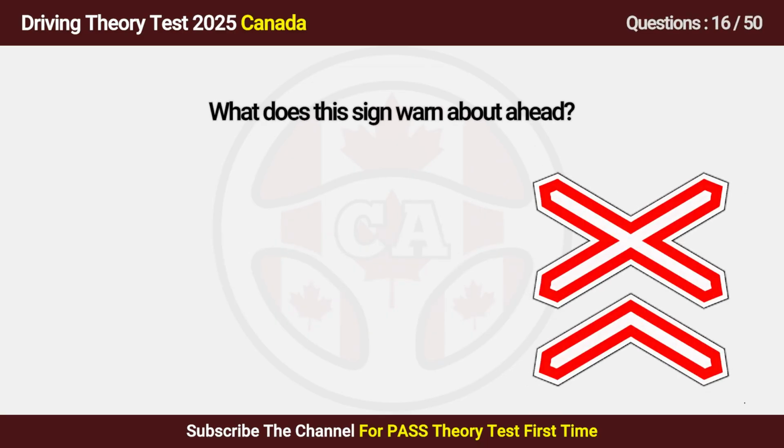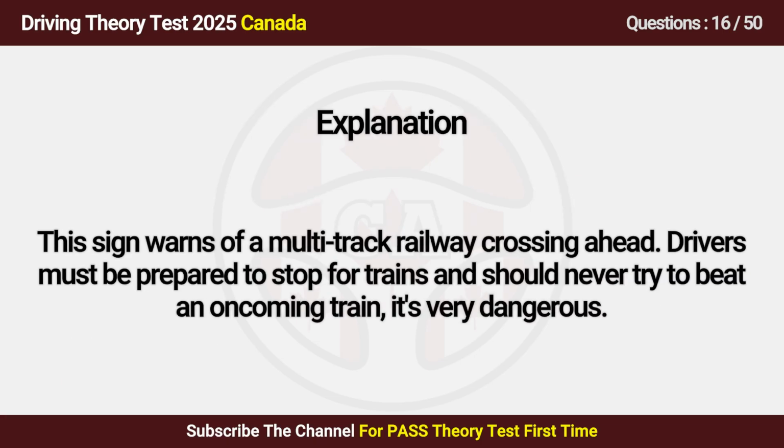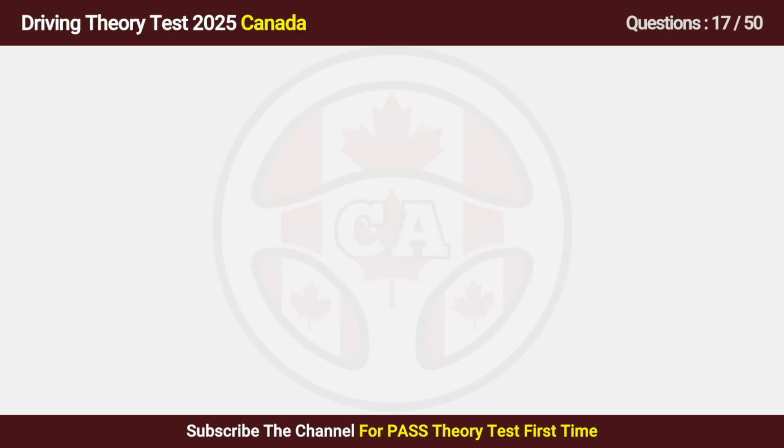Question 16. What does this sign warn about ahead? A. Railway crossing. B. Railway crossing. C. Drawbridge ahead. D. Traffic light ahead. Answer is A. Railway crossing. This sign warns of a railway crossing ahead. Drivers must be prepared to stop for trains and should never try to beat an oncoming train. It's very dangerous.